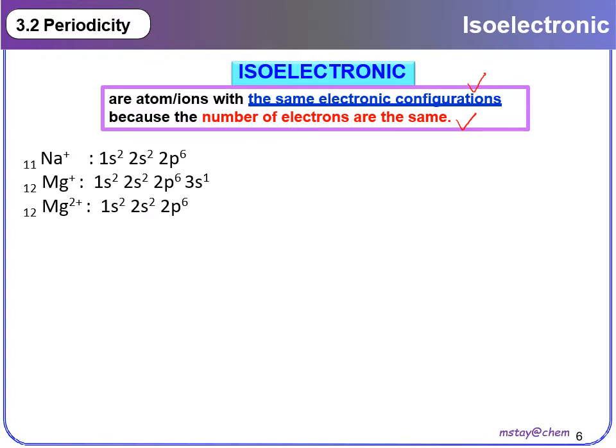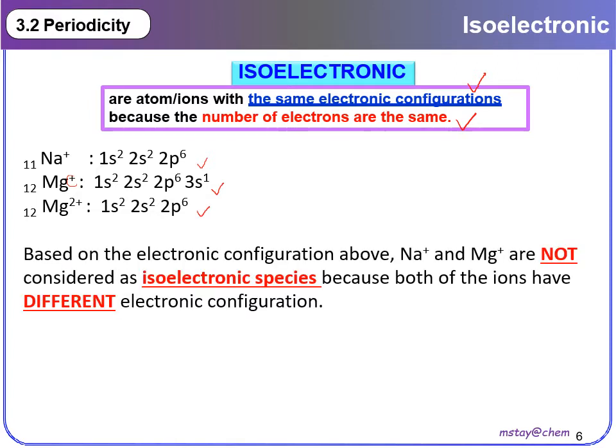Let's say Na plus, the electron configuration is up to 2p6, while Mg plus is up to 3s1, Mg2 plus is up to 2p6. Based on the above electronic configuration, when we're comparing Na plus and Mg plus, they are not isoelectronic species because they have different electronic configuration. One up to 2p6 and then another one up to 3s1. So Mg plus and Mg2 plus also have different electron configuration. So both of these are not isoelectronic species.